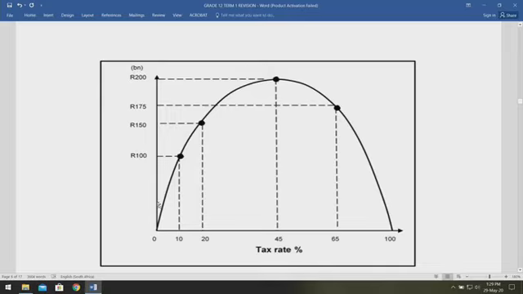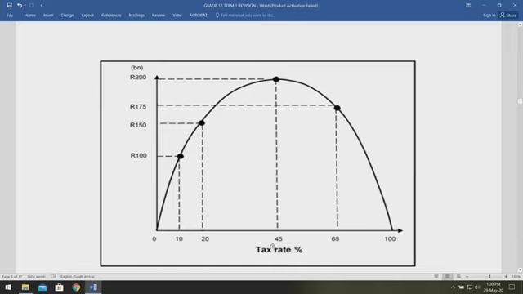Remember, before I look at my questions, I first look at what this information is telling me? And I see here they've got tax rate percentages. So I've got 10%, 20%, 45%, 65%, and 100%. And when 10% tax is charged, the government is earning 100 billion rand. When they charge 20%, they're earning 150 billion rand.